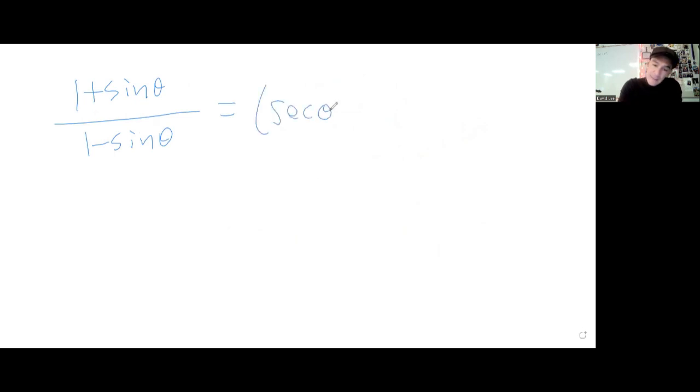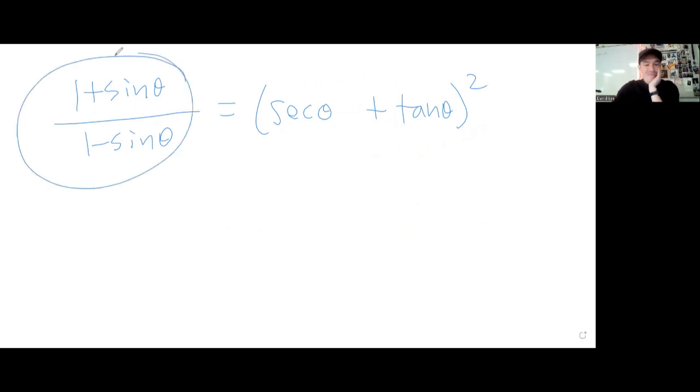Let's show that (1 + sin θ)/(1 − sin θ) is supposed to equal (sec θ + tan θ) squared. We want to go from left to right. Now, if you look at the left-hand side, they kind of look the same, right? They really do look the same, just one positive, one negative.